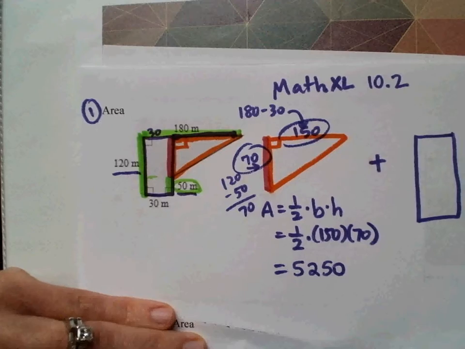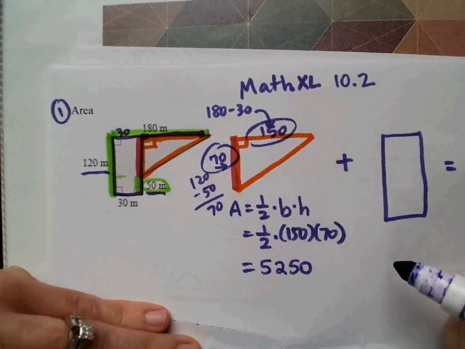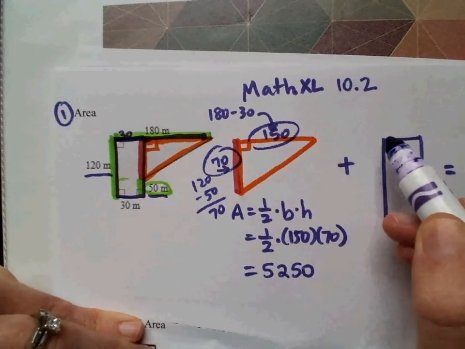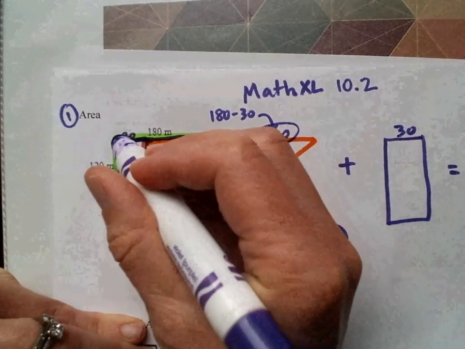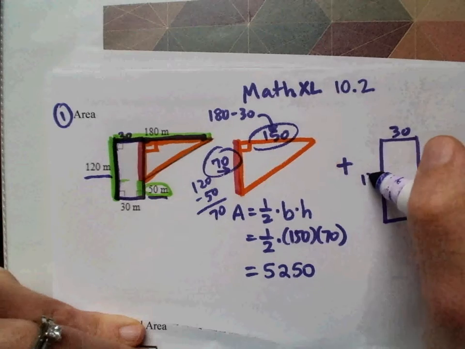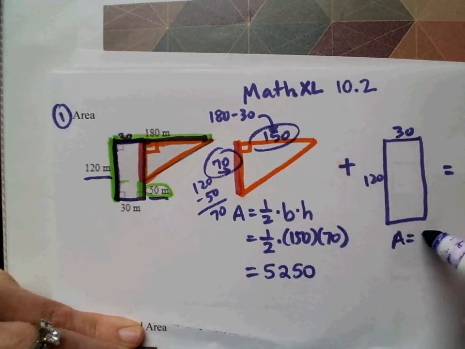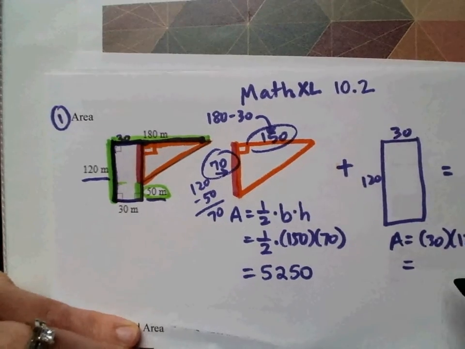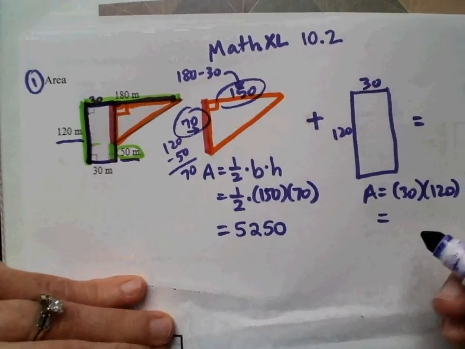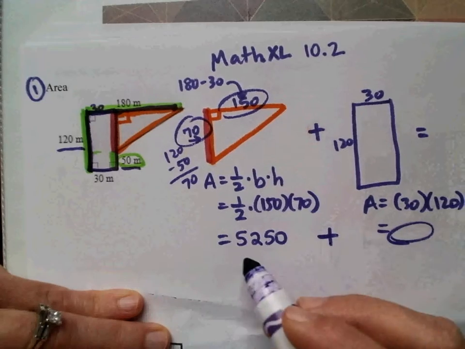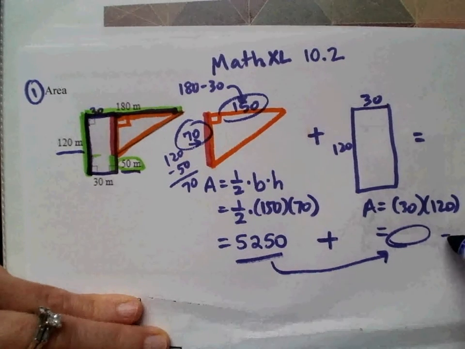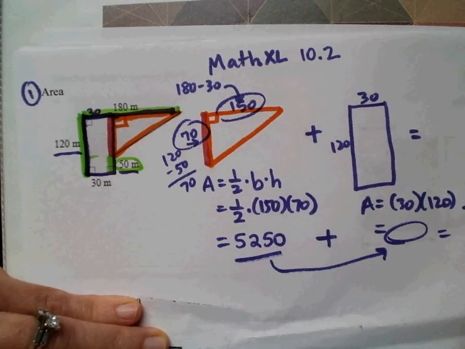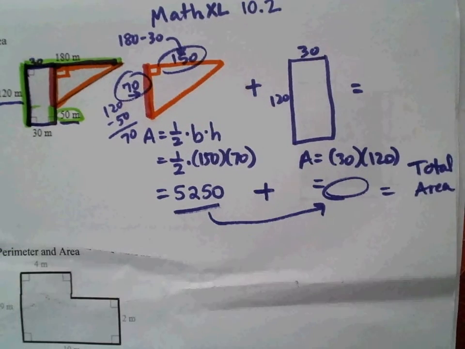All right, now rectangle, we already actually have the parts for the rectangle. It was from here to here, and that is 30, and then from here to here is 120. So area equals 30 times 120, and whatever you get for this number, you're going to add these two together, and that'll be your final total area. Okay? All right, hopefully you can finish that one off.